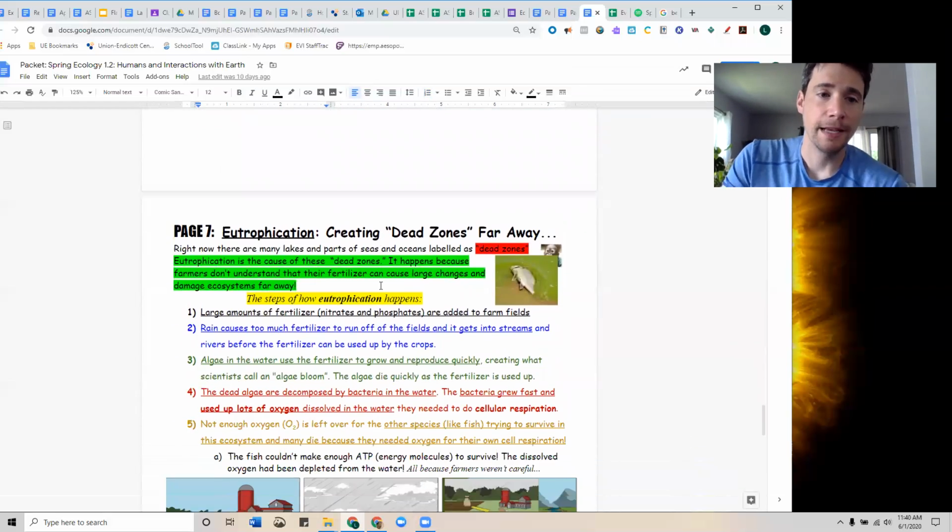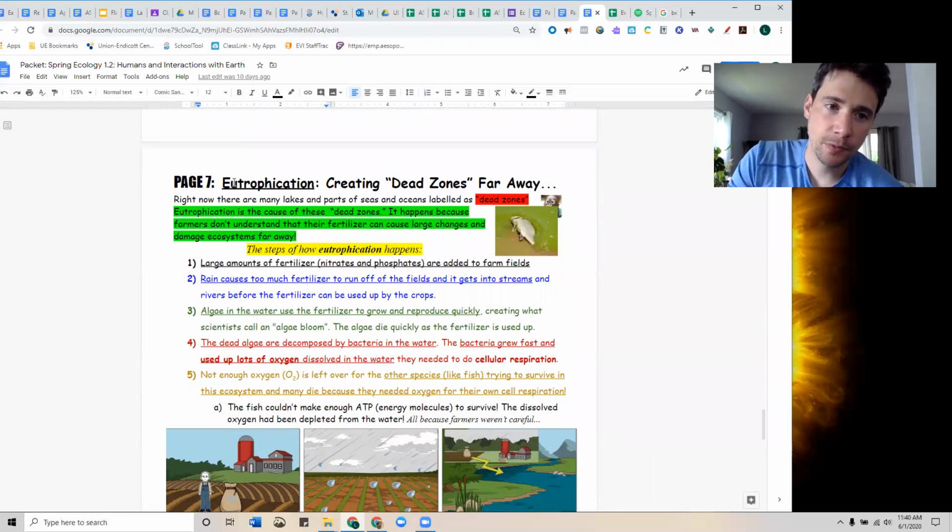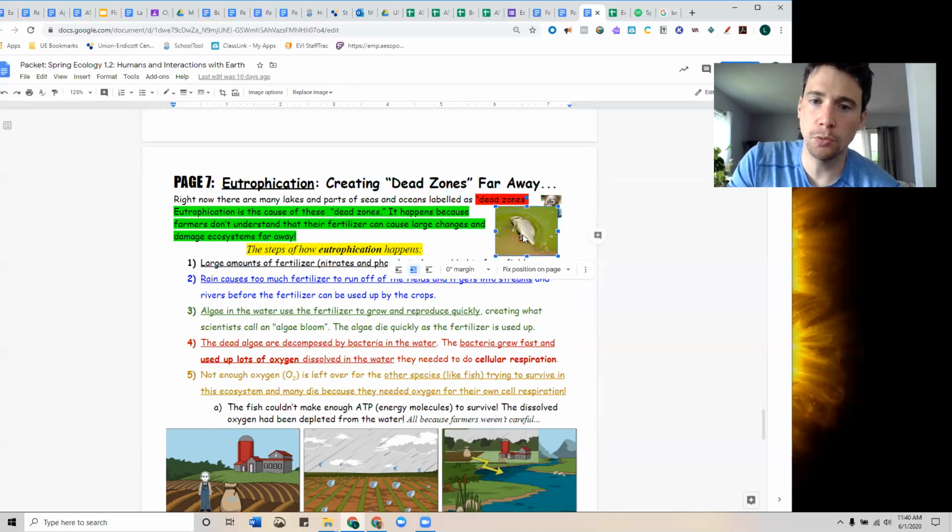Last page, and this is sort of a hard word to say. The E is silent, so eutrophication, eutrophication. And this is creating dead zones. So what is a dead zone?